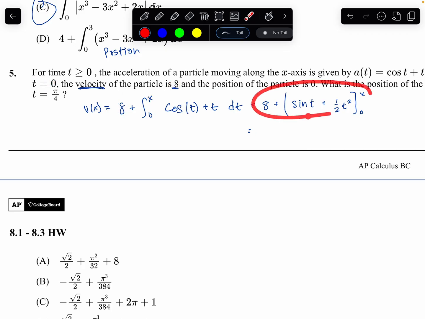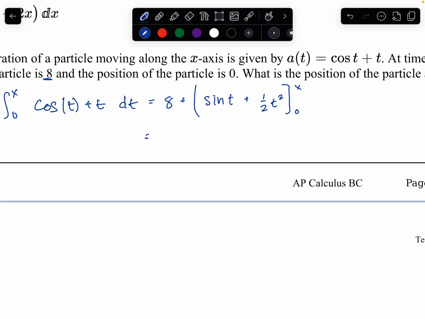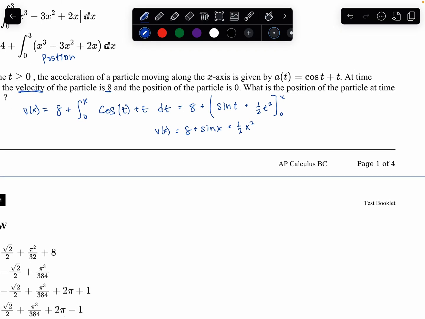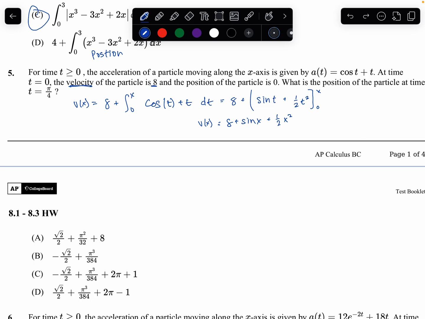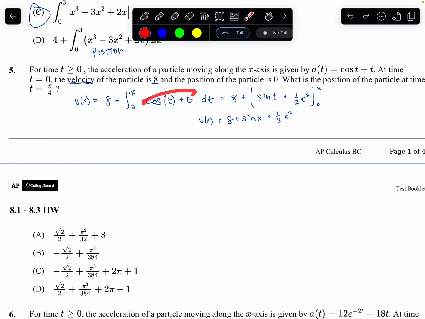And that's going to give me a function here, rather. So that's going to be equal to 8. Now I just have to plug in x, because like I said, plugging in 0 just gives me 0. So 8 plus sine of x plus 1/2 of x squared. This is what velocity is. So this is v of x right here. Now I'm also just going to say this is v of t. Doesn't matter. T is just a dummy variable like it was here. It got substituted for x anyways. So here is my velocity function.